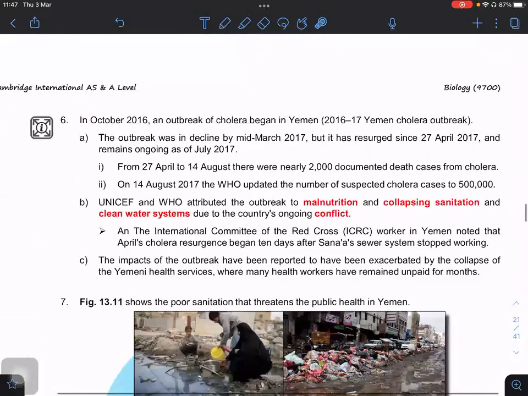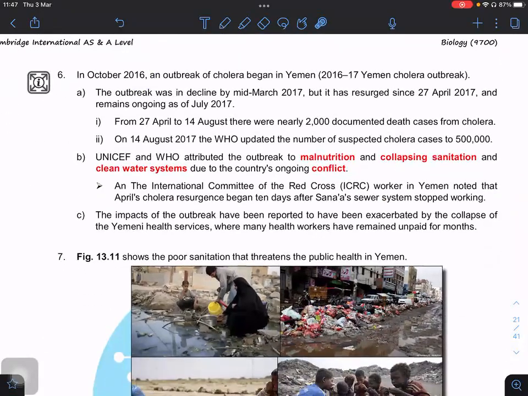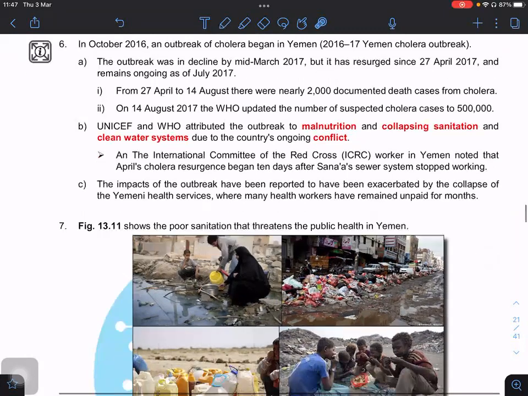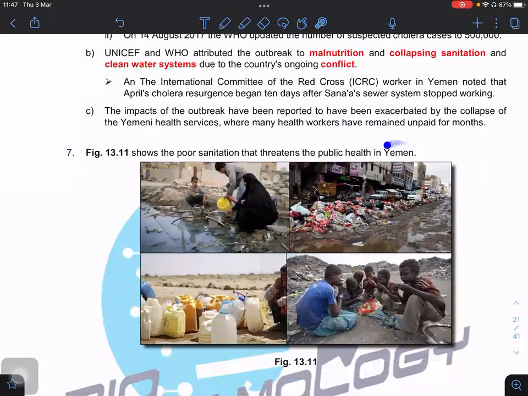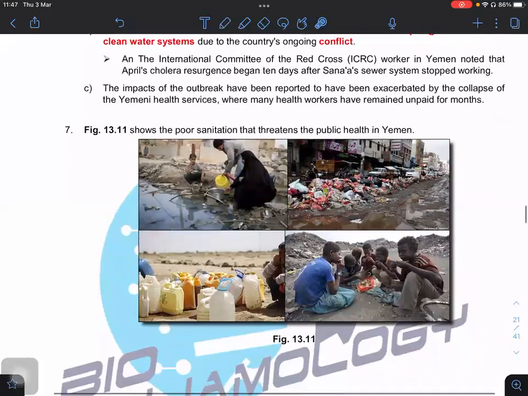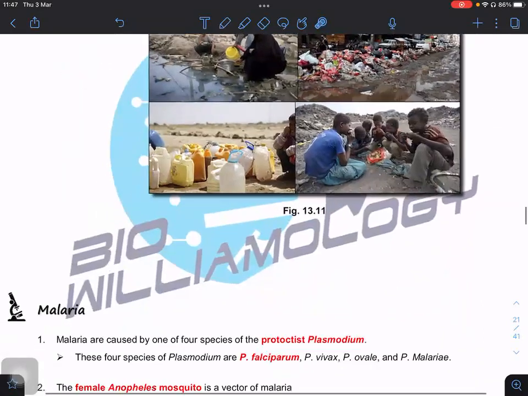So we do have another outbreak in 2016, quite recent, okay? The reason, in Yemen again, is the war. You can see this picture captured in Yemen, where they don't have proper water supply. They drink water that is not clean, sewage water. So therefore, you can see that is the outbreak of cholera. Okay? So with this, I'm done with cholera.